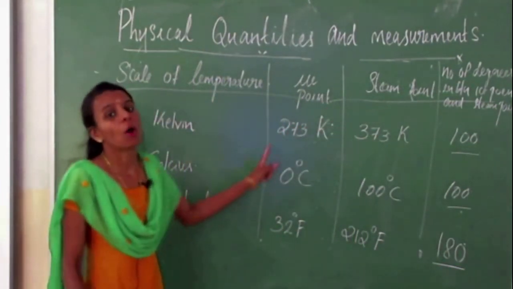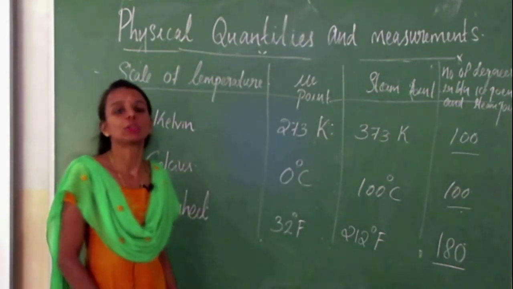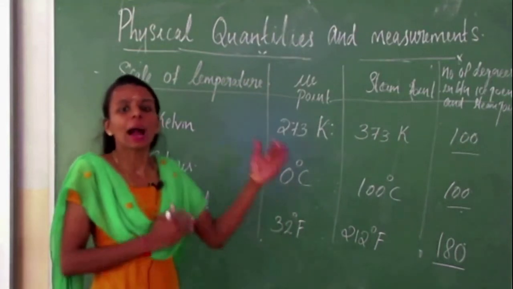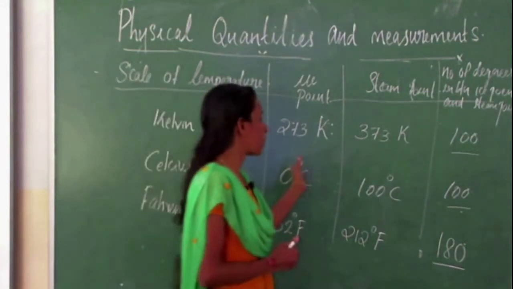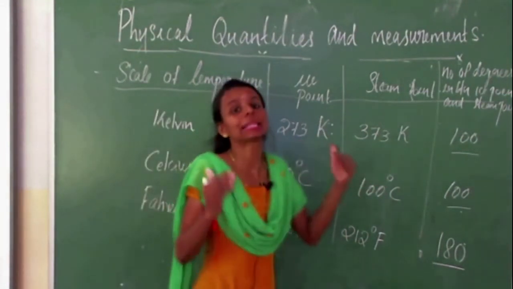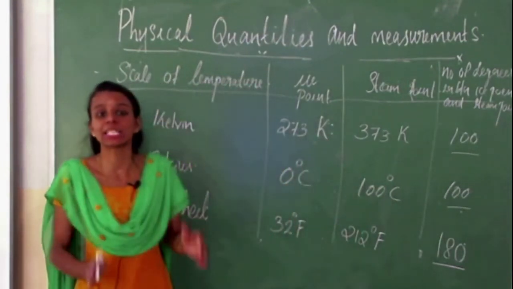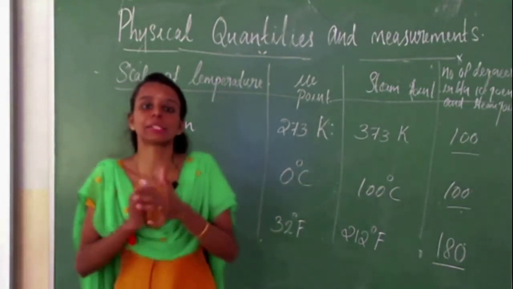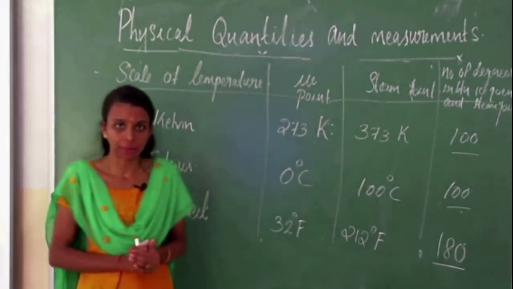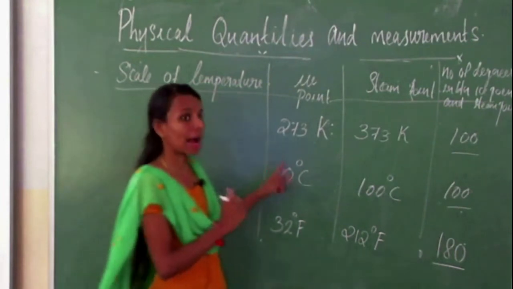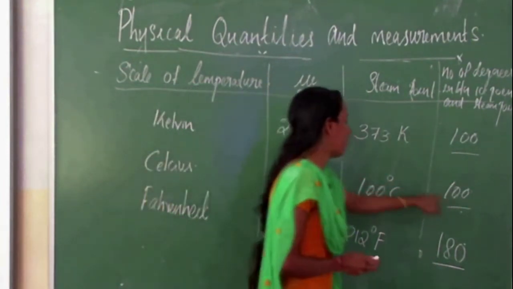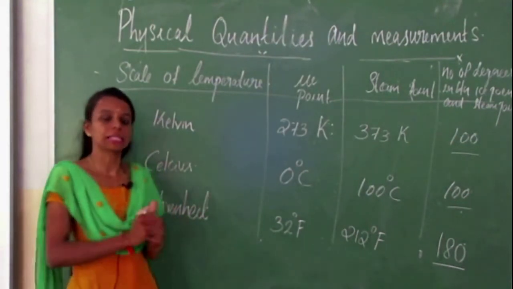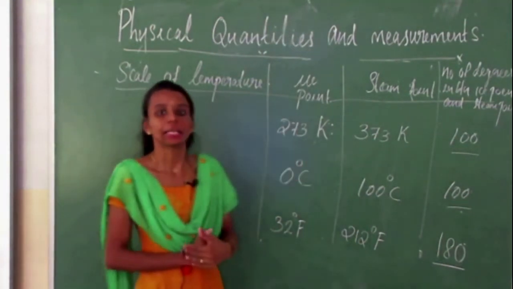1 degree rise on the Celsius scale is equal to 1.8 degree rise on the Fahrenheit scale. There are 100 divisions in between the ice point and steam point in the Celsius scale. Therefore, the Celsius scale is known as the centigrade scale. Give reason. What is the reason? Because there are 100 divisions in between the steam point and ice point. Therefore, the Celsius scale is known as the centigrade scale.